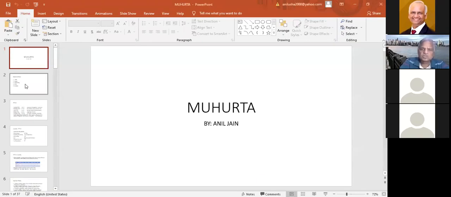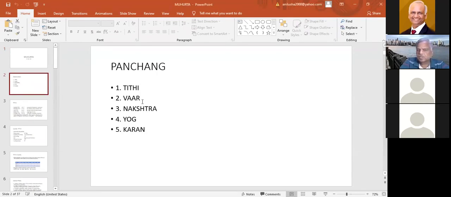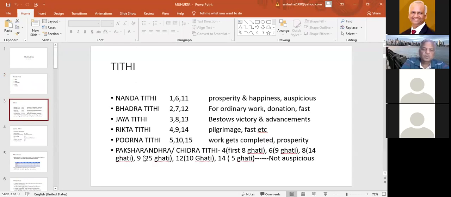Now these tithis are divided into 5 types. These are basically the Panchang, 5 elements: Tithi, Var, Nakshatra, Yog, and Karan. We will discuss all about these. So Tithi we have seen, each Paksh or each fortnight has 15 Tithi, and there are 30 Tithi in the month actually. So these Tithis are of 5 types. We have categorized them into 5 categories.